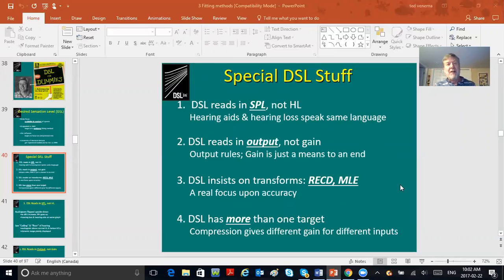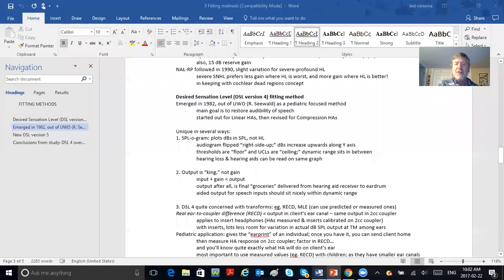Once again, my lovely little screen gets stuck here. This just drives me bonkers with Zoom. I think I'm going to end up phoning IT at the school and asking them about that. But at any rate, let the computer do its thing, and then I'll come back to it. DSL fitting method. Okay.